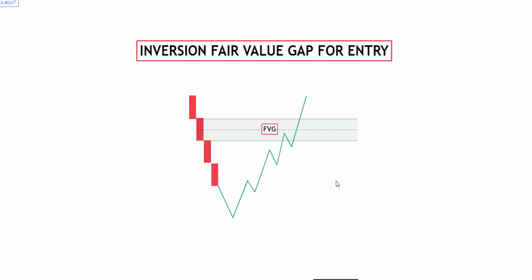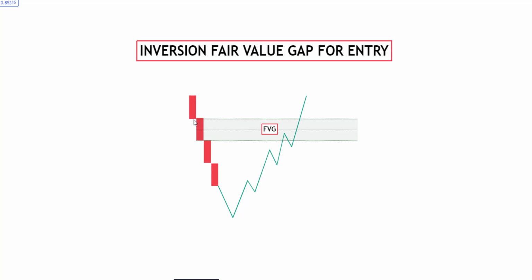A fair value gap is simply an imbalance in price action. In order to easily identify a fair value gap on your chart, you need at least 3 candle price action, either in a bullish direction or in a bearish direction. What I mean is that if you have these 3 candlesticks, 1, 2, 3, you need to see that there is a gap in between the low of the first candle and the high of the third candle.